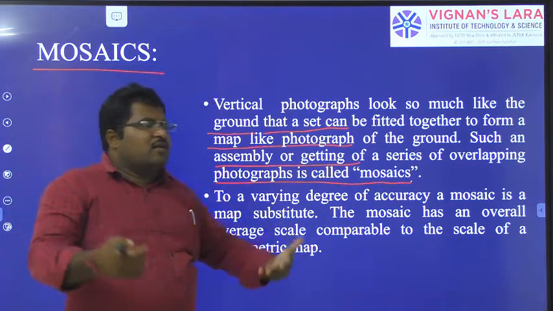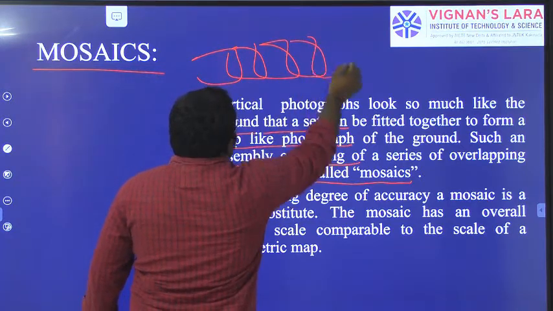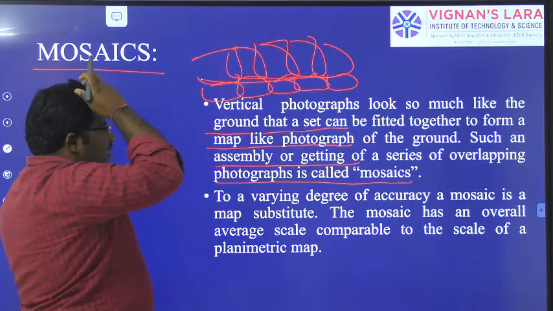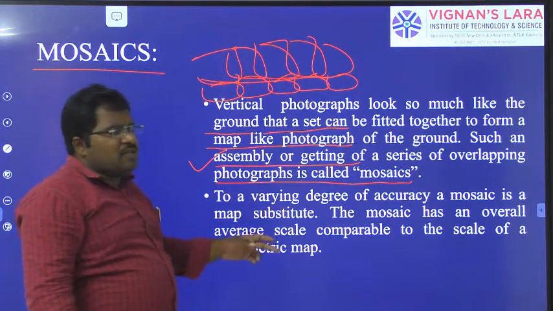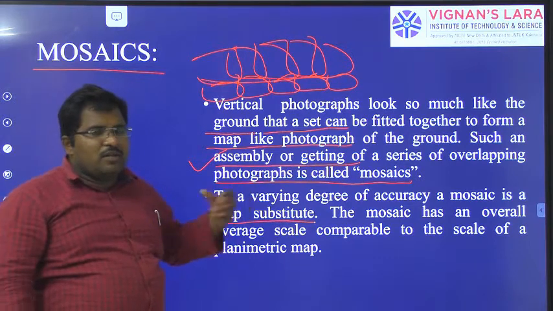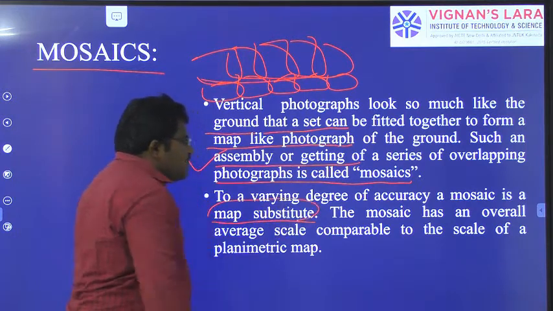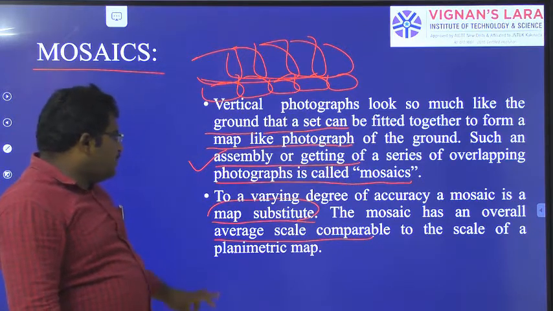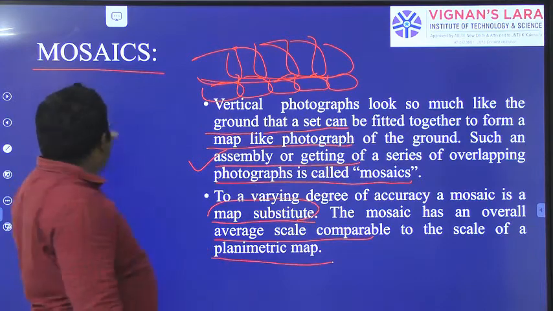So we are going to add the photos in a series like this, so that finally we are going to get a map. So this series of overlappings is called a mosaic, right? To a varying degree of accuracy, a mosaic can be used as a map substitute, right? So the mosaic has an overall average scale comparable to the scale of the planimetric map. Okay, the same scale will be used here.